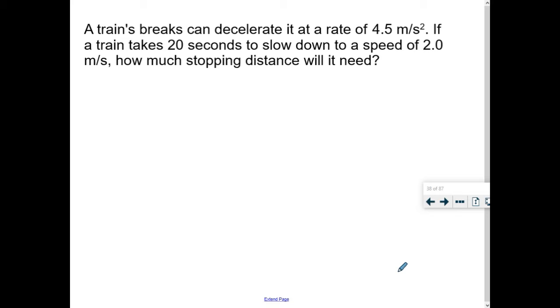So, new example. Accelerated at 4.5 meters per second squared. The train takes 20 seconds to slow down, and when it's done, it's at a speed of 2 meters per second. The question is, how far did it stop? When I first teach kids how to do physics examples here, one of the things we'll do is figure out what formula to use. Like on that sheet, we're not using all of them.